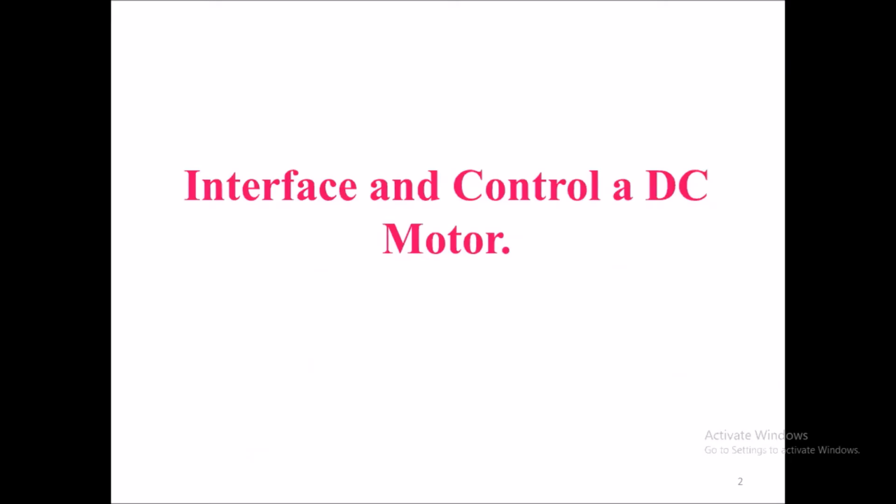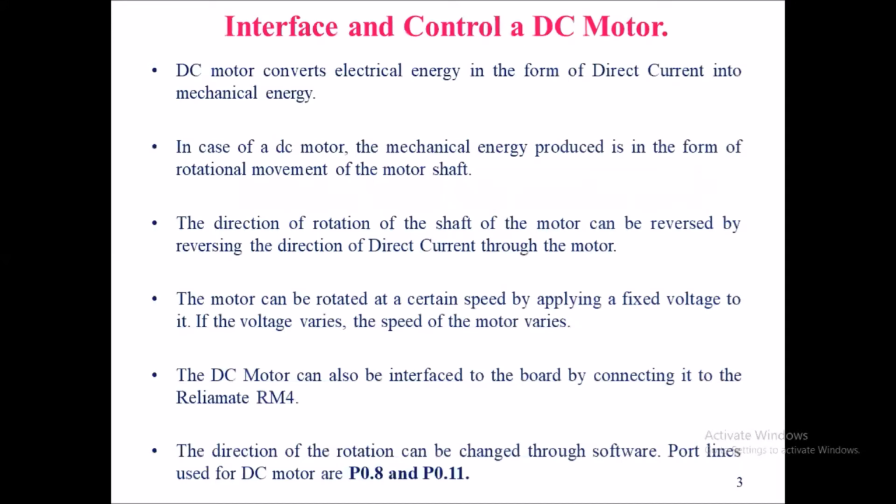So before getting into this program, first we shall know what is a DC motor, what's the use of it, and what's the application of it. So all those things we shall know. A DC motor is basically a hardware device which converts electrical energy in the form of direct current into mechanical energy. It accepts electrical energy, and that electrical energy is converted into mechanical energy.